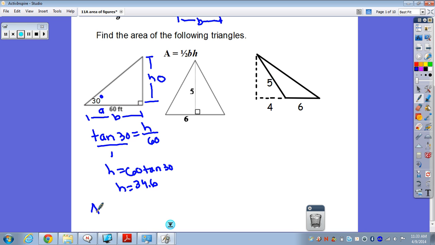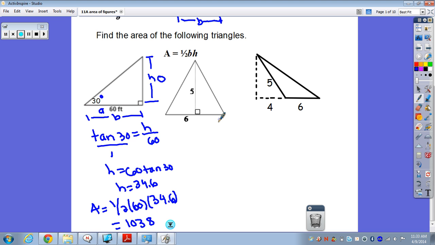And then for area, now we have all the parts, so I'm going to do 1/2, the base, which is 60, the height, which is 34.6. And then you can plug this in your calculator, and you will get 1038.